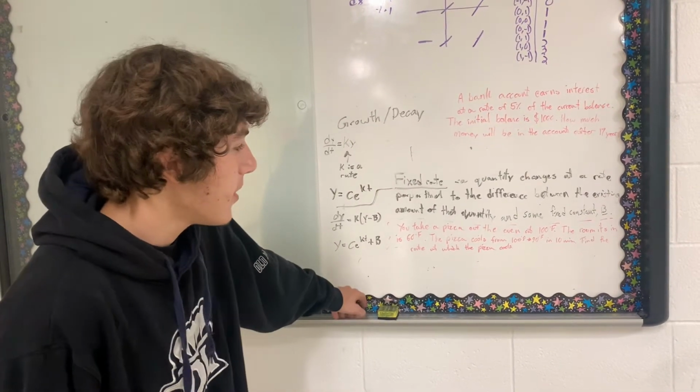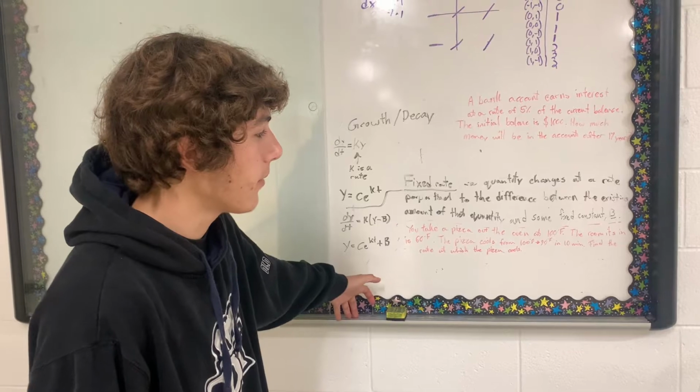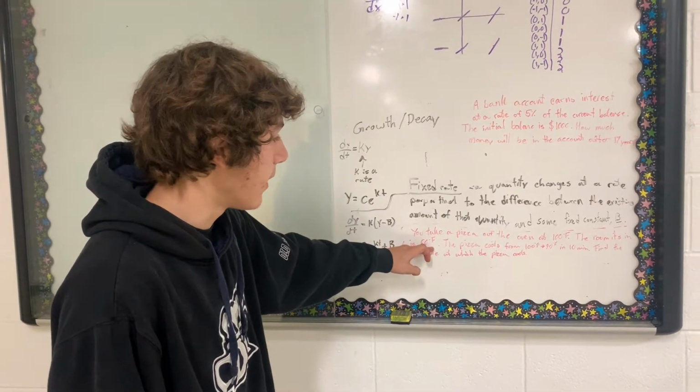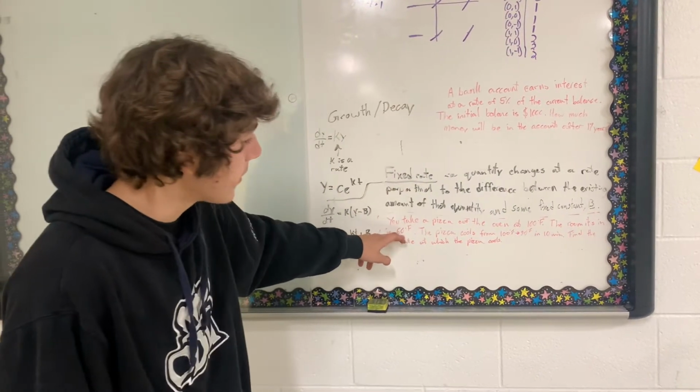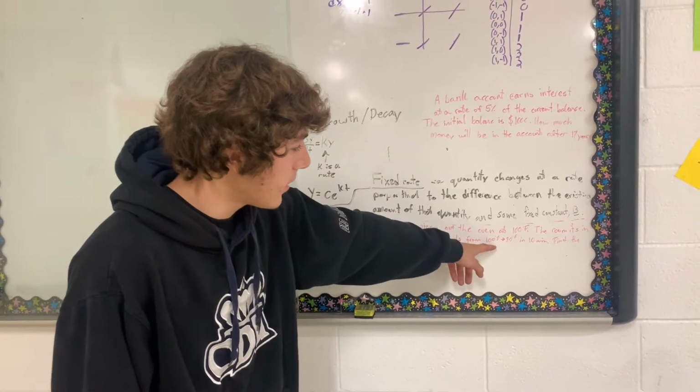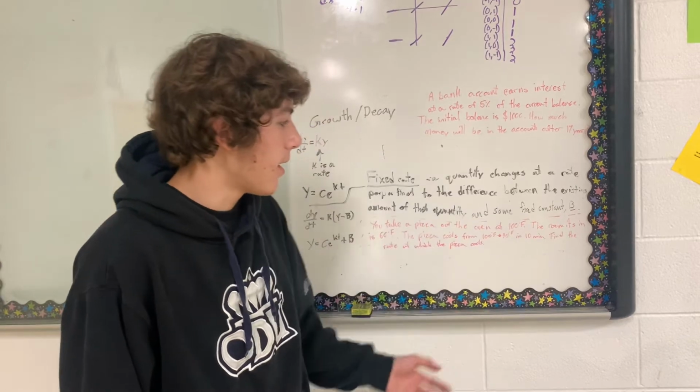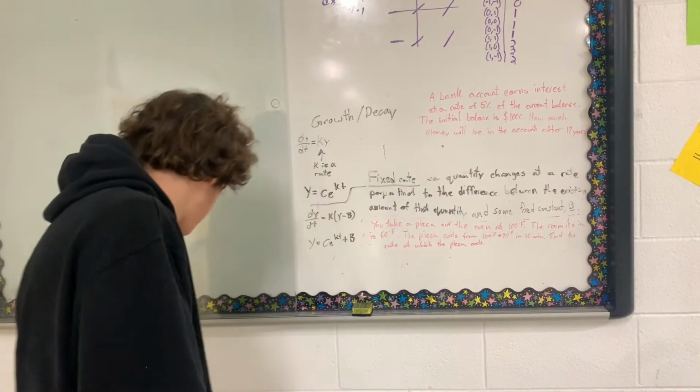So let's say you take a pizza out of the oven at 100 degrees Fahrenheit. The room it's in is 60 degrees Fahrenheit, and that's like the external fixed b constant component, 60 degrees. And the pizza cools from 100 to 90 degrees in 10 minutes. And then you have to find the rate at which it cools.